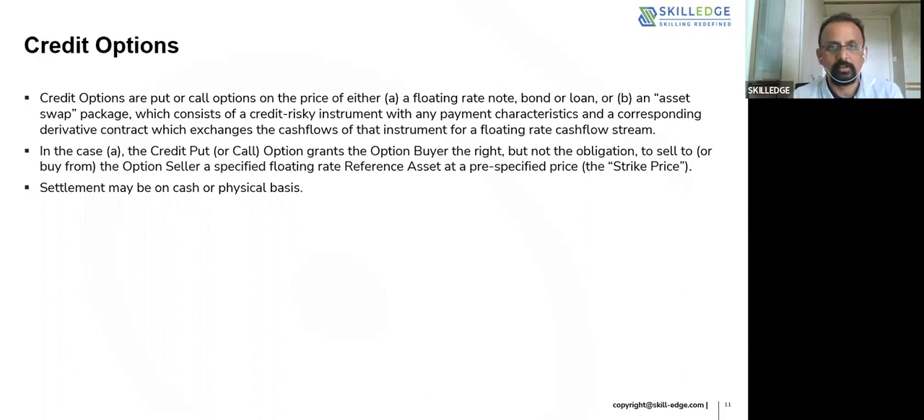So on that I have an option, or assets packaged where some credit risky instrument with some payment characteristics and a derivative product, etc. You can either call or you can put, right? So either you can ask to be delivered or you can deliver. In case of a credit put or call option, it grants the option buyer the right, but not the obligation, to sell to or buy from the option seller a specified floating rate reference asset at a pre-specified price, the strike price, right? This floating rate reference asset will become clearer when we talk with examples. Again, in case of these derivative products, the settlement mechanism may be either cash or physical basis.